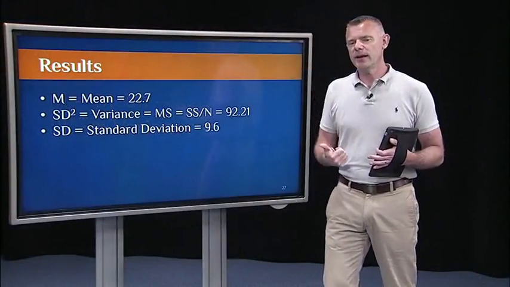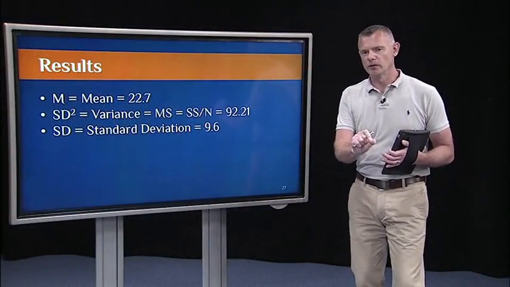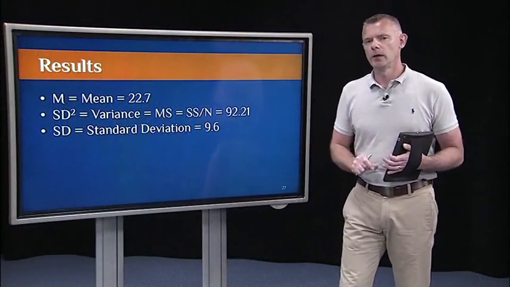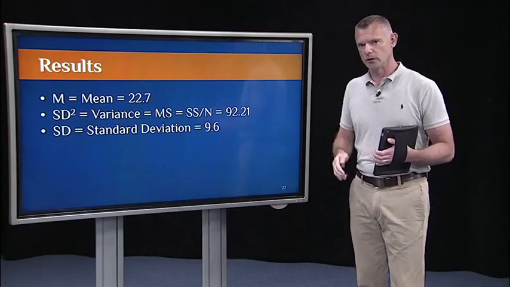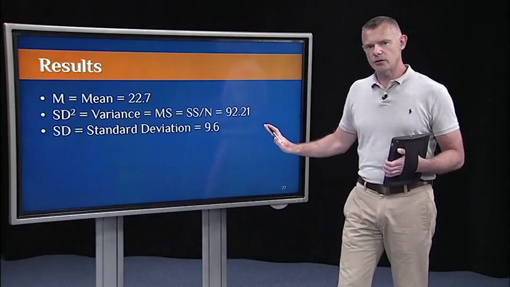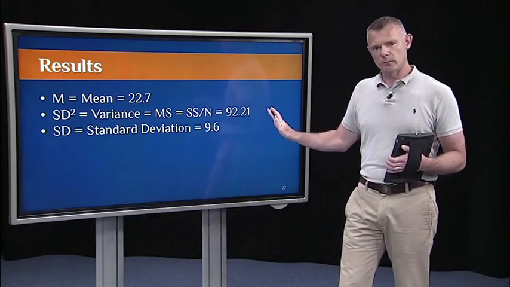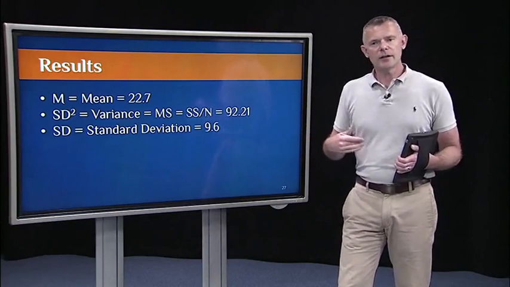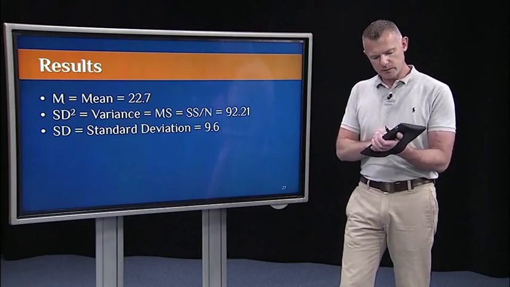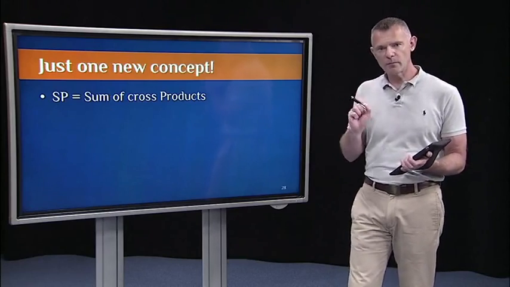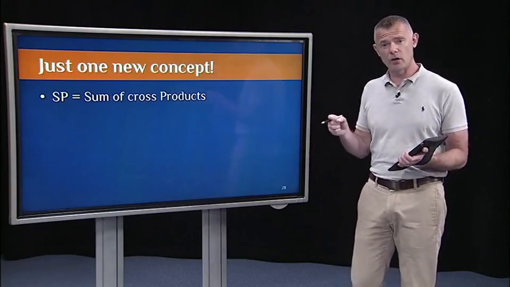Remember, that's a little inflated because I included that one game where he scored just 2 points. He didn't start. Remember, back in Lecture 4, we eliminated that and his standard deviation was a little lower. But that's the calculation of variance and sums of squares. To calculate a correlation coefficient, all we have to do is add that one new concept, sum of cross products, and then covariance.